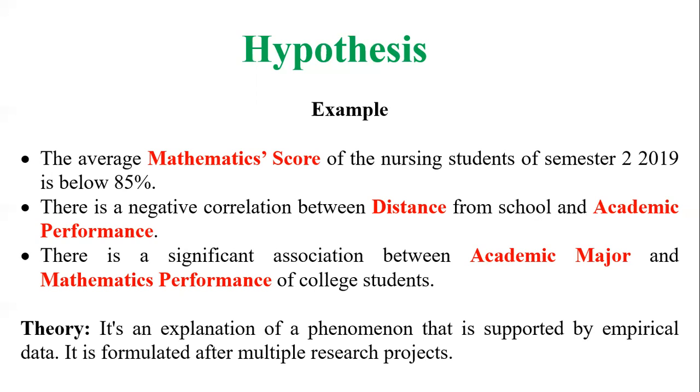Now there's a word called theory. It is an explanation of a phenomenon that is supported by empirical data. It is formulated after multiple research projects. So now a hypothesis can graduate to become a theory if it is proven multiple times to be true.